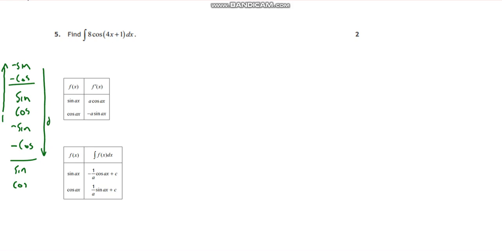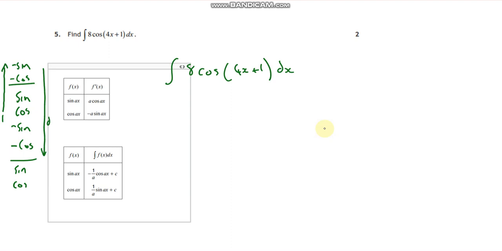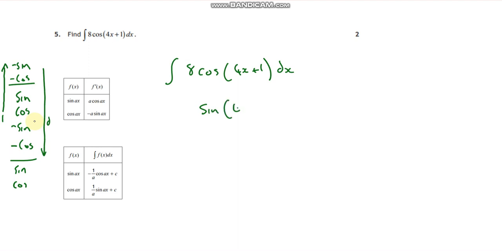So let's have a look then. If I've got the integral of 8 cos of 4x plus 1 dx, and don't forget with your integral sign and dx, make sure you have them. If I integrate that, okay, so cos is going to become sine. I'm going up there, become sine. So I would just write that down. And your bracket stays the same. Don't forget your plus c. Now the 8 also stays where it is.